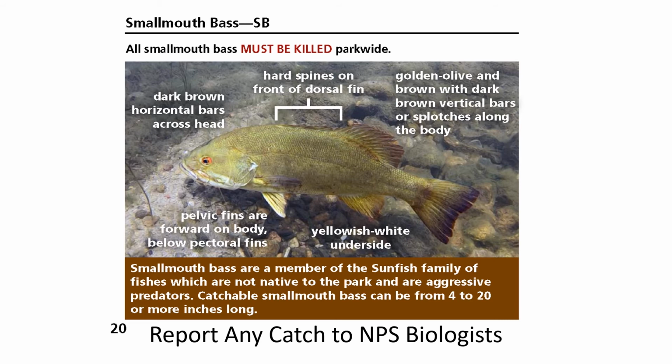They're incredibly aggressive predators. They feed not only on trout within the waters they're in, but also on animals along the surface of the waters. So these smallmouth bass will feed upon frogs, snakes, and even ducklings if they get the chance. And they're definitely a species that we do not want to persist in Yellowstone National Park. So any smallmouth bass that's caught needs to be reported immediately to us as NPS biologists.